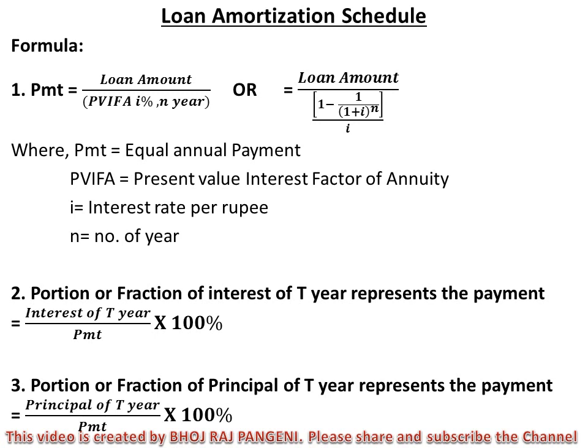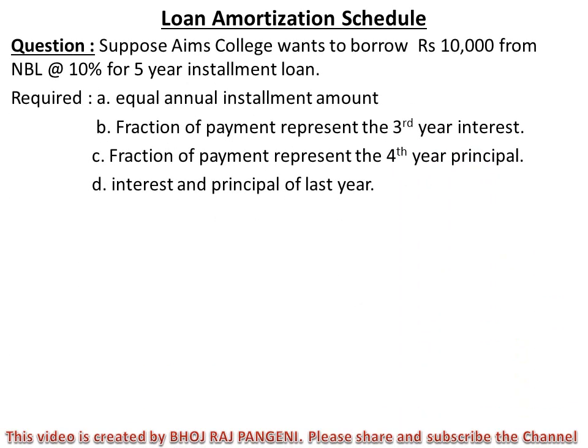Now we're going to solve the question. Read the question carefully. Suppose a college wants to borrow rupees 10,000 from NBL at 10% for a 5-year installment loan. Here it is an installment loan. So we consider rupees 10,000 is our loan amount, 10% is our interest rate, and 5 years is the number of years, and this loan is an installment loan.